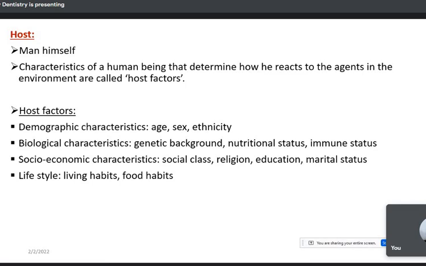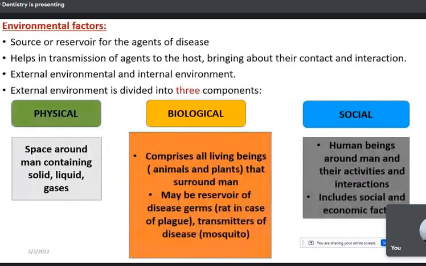So the people with HIV may die because of cancer. They can die of tuberculosis. They can die because of pneumonia. So that is the main factor, that is the immune status. And the other is the socioeconomic characteristics. Again, the social class, religion, education, marital status. So these all also will determine the disease. You all can think of examples on your own, and living habit, food habit. These determine whether the host will develop the disease or not.